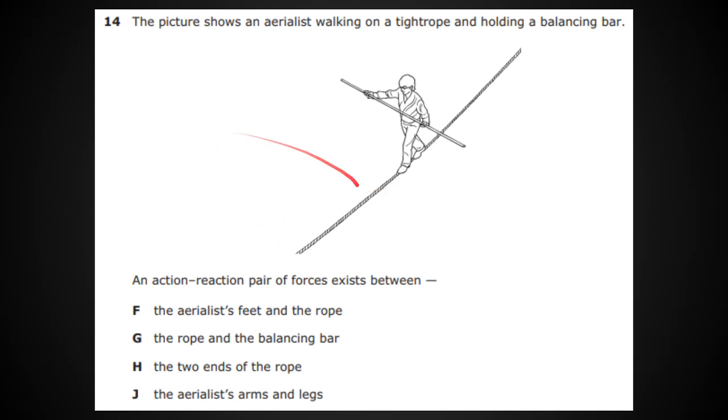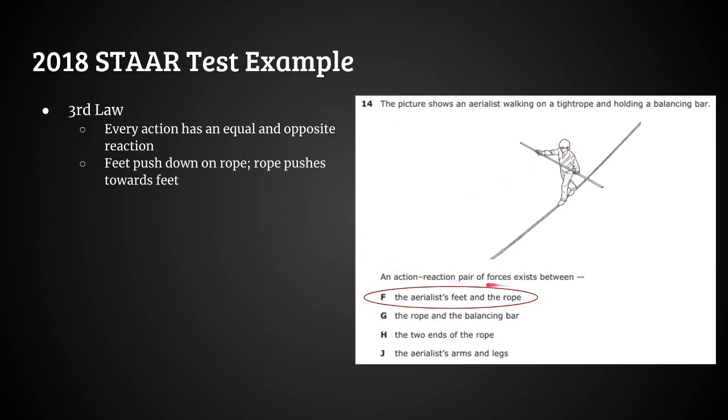We'll see here in this question from the 2018 STAR test that there's a person walking across a tightrope. It asks which action-reaction pair exists here, and we'll find that it's the feet with the rope. The rope is pushing back, and he's pushing down. So that's why that one's the third law.